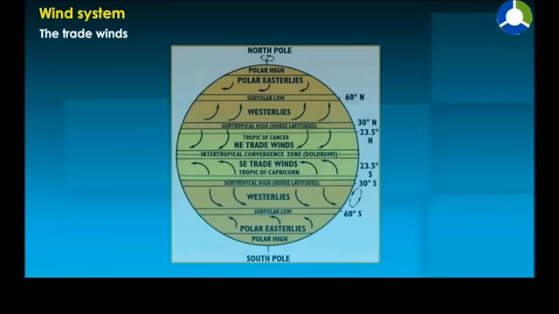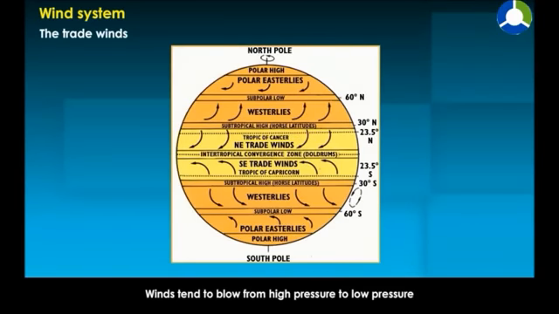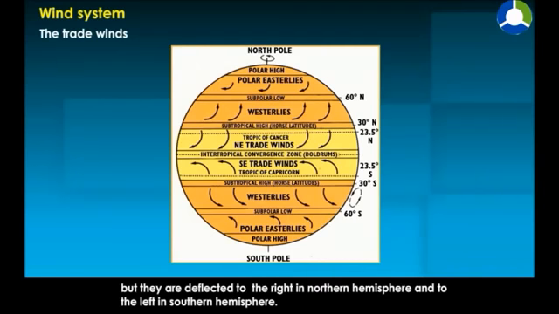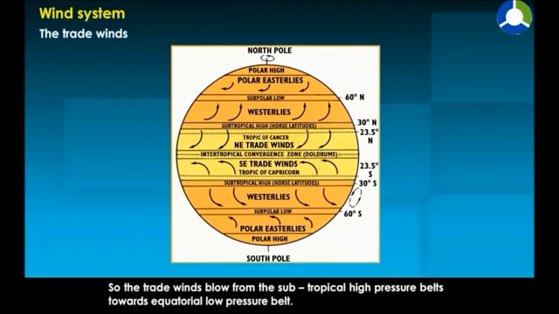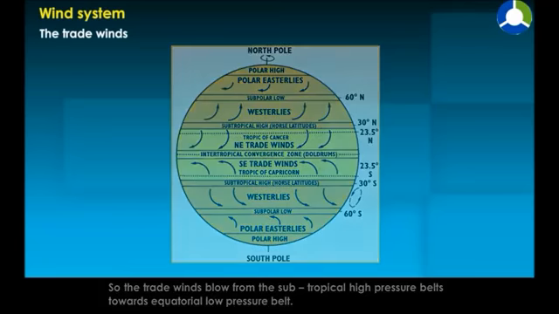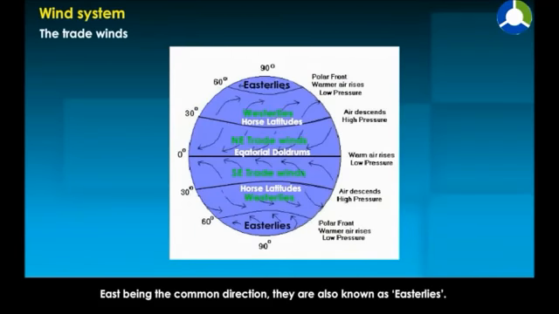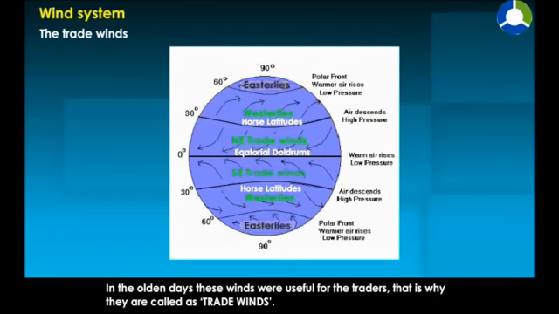The trade winds. Winds tend to blow from high pressure to low pressure, but they are deflected to the right in northern hemisphere and to the left in southern hemisphere. This is as per Ferrel's law of deflection. So, the trade winds blow from the subtropical high pressure belts towards equatorial low pressure belt. East being the common direction, they are also known as easterlies. In the olden days, these winds were useful for the traders. That is why they are called as trade winds.